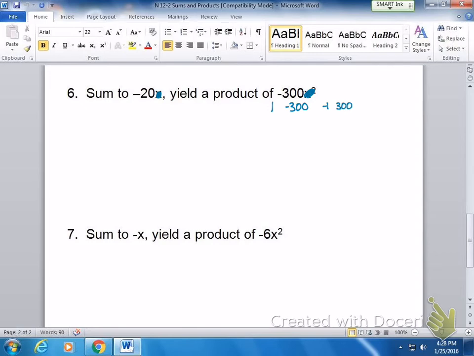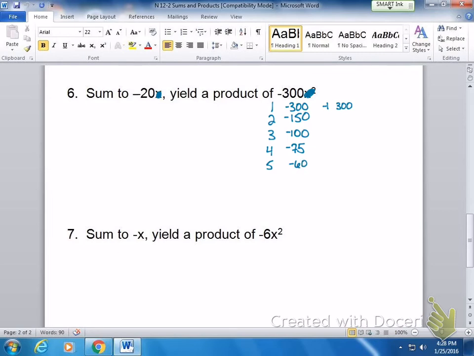Now, sometimes, guys, these numbers get pretty big. It's not that hard to go through and find the things that multiply together to give you that number. I'm going to go to 2 next, which will give me negative 150. 3 and negative 100. I've got 4 and negative 75. Let's see, I have 5 and negative 60.